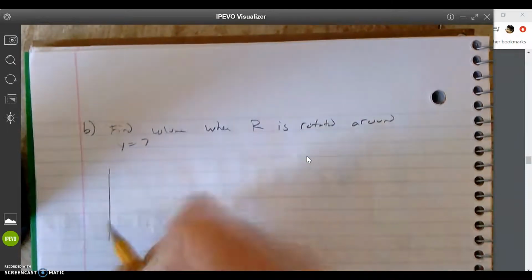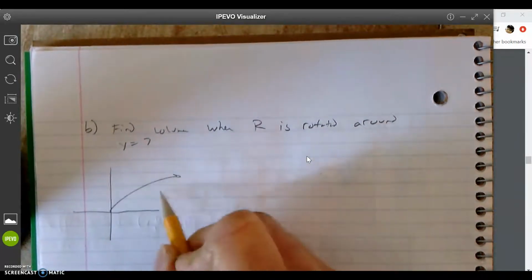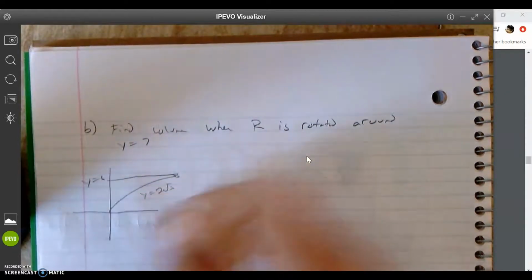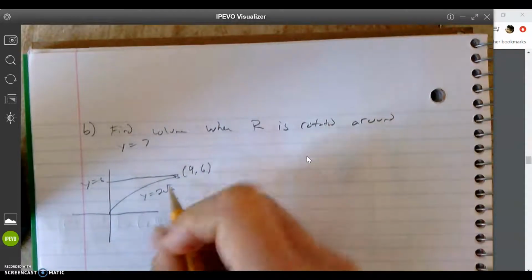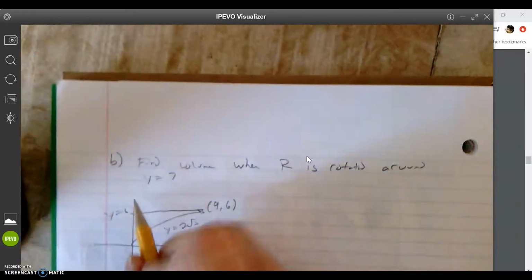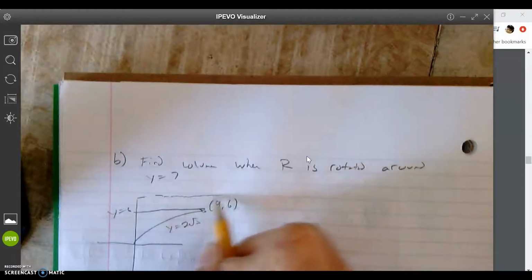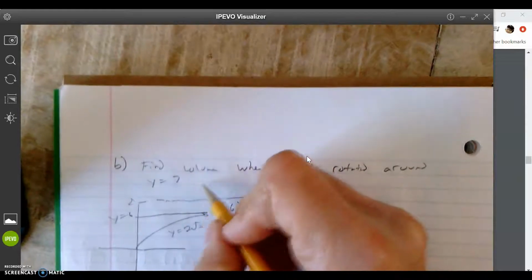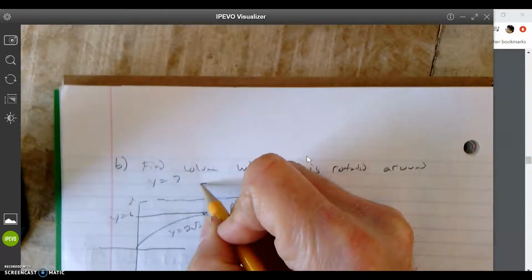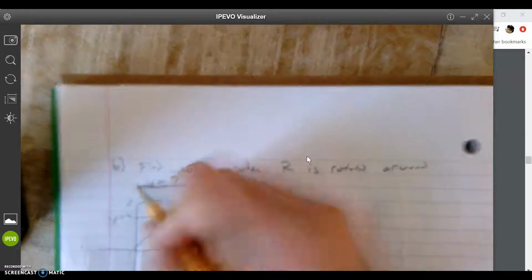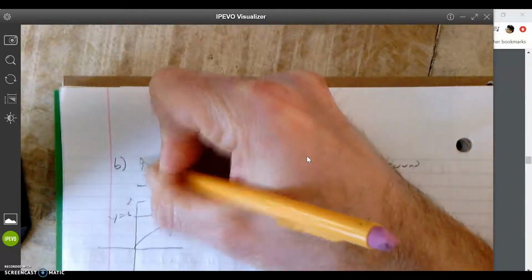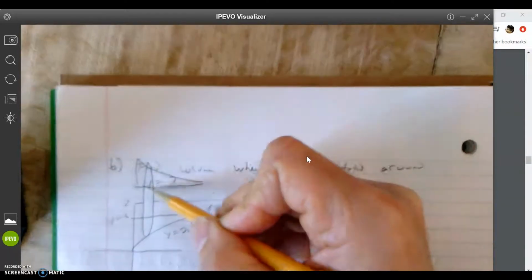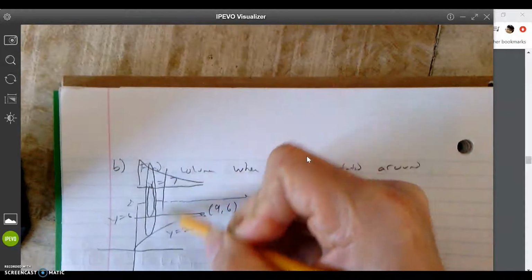Okay, so let's get our picture back up here. This is y equals 2 radical x, and this is y equals 6. So this point is 9, 6. And we're revolving around y equals 7, which is up here. So what do I have to do? I have to do a mirror image right here, and then we're going to rotate. It's like it's got a donut hole in the middle.